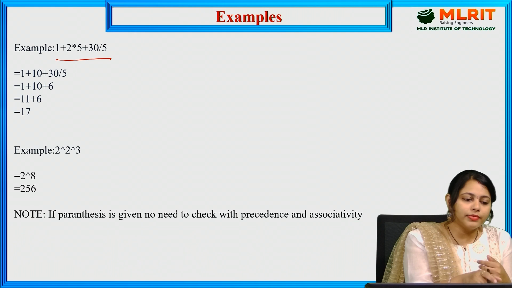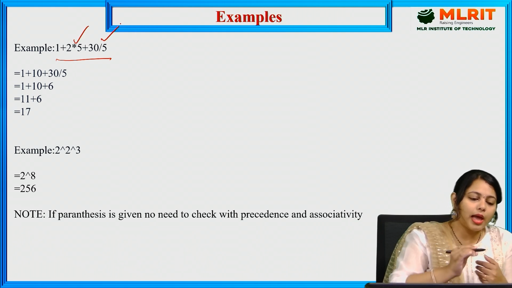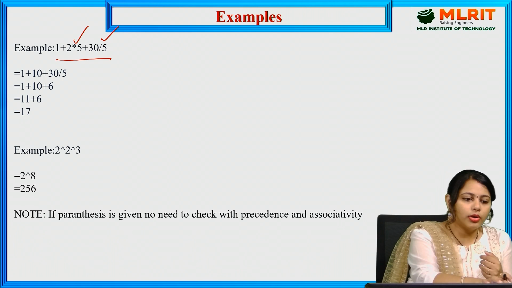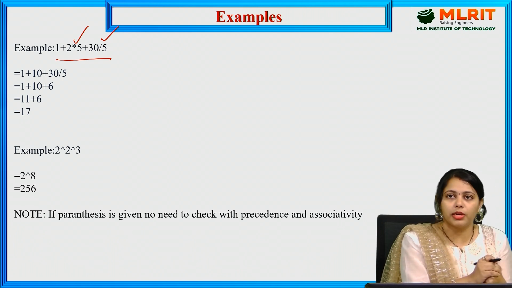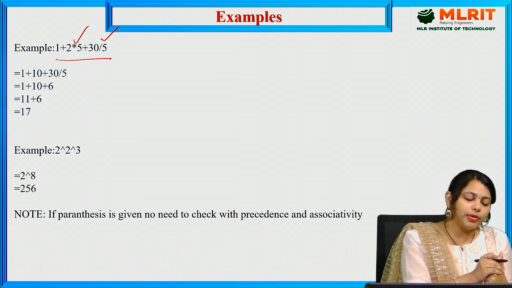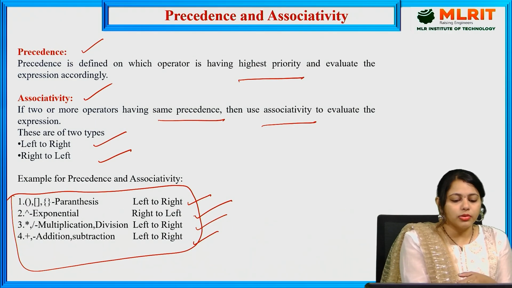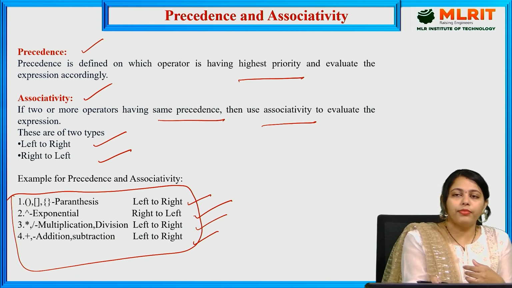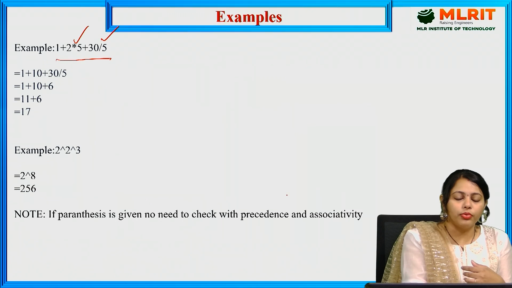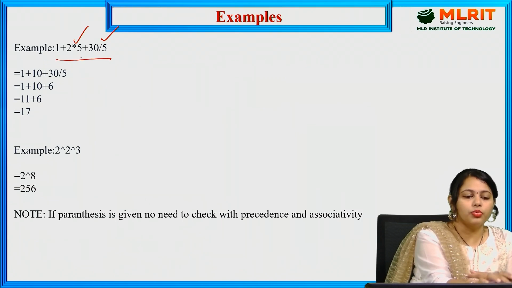As we have seen in the previous table, star and division have the same priority. They are the highest priority compared to plus, so we will go for star and division first. But now both have the same priority, so we have to use the associative rule. What my associative rule is telling is that for multiplication or division, I have to evaluate from left to right. So first 2 into 5, so 1 + 10 + 30 / 5.